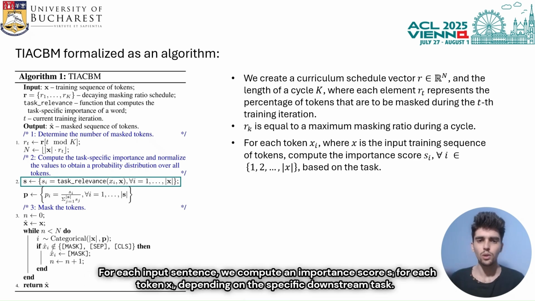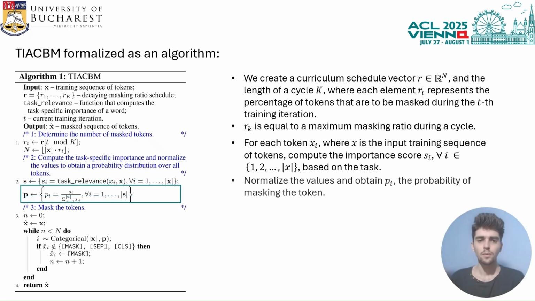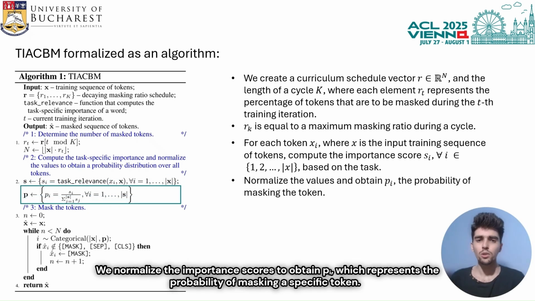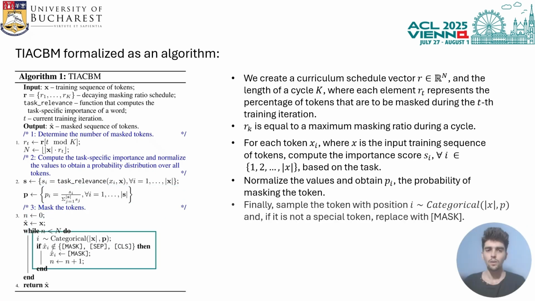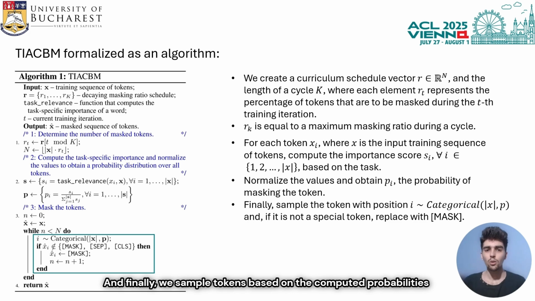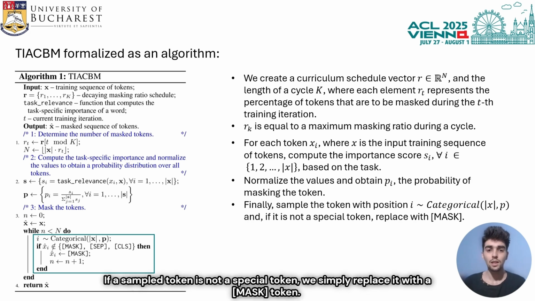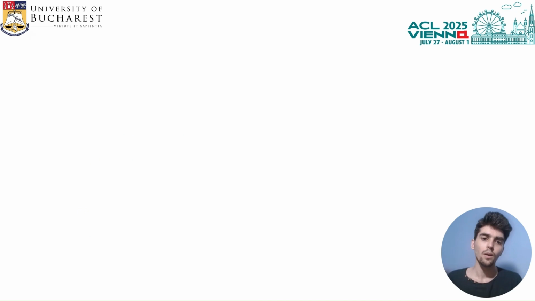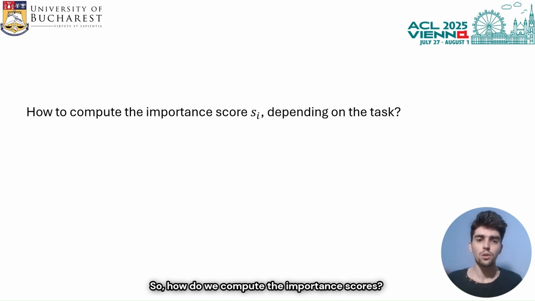For each input sentence, we compute an importance score S_i for each token x_i depending on the specific downstream task. We normalize the importance scores to obtain P_i, which represents the probability of masking a specific token. And finally, we sample tokens based on the computed probabilities using a categorical distribution over the input sequence. If a sampled token is not a special token, we simply replace it with a mask token. So how do we compute the importance scores?